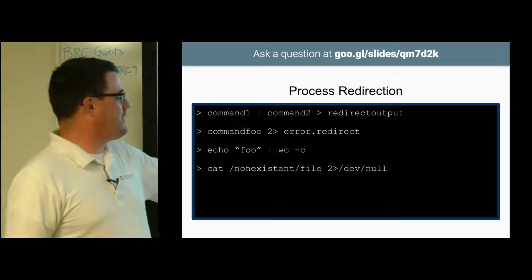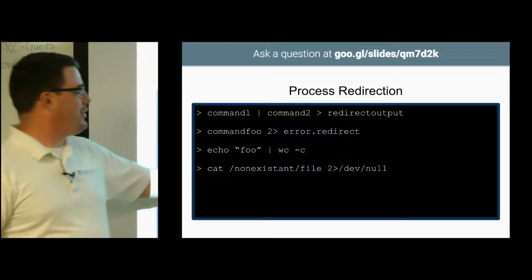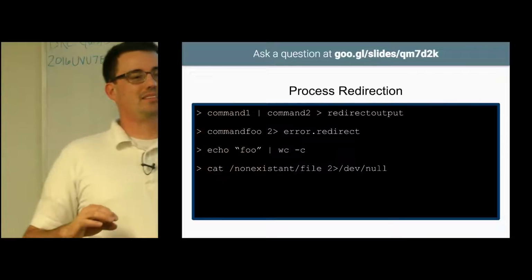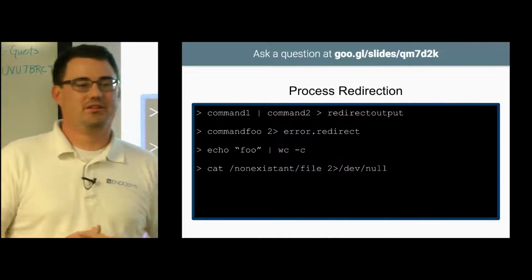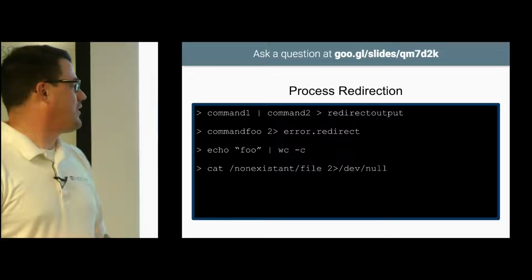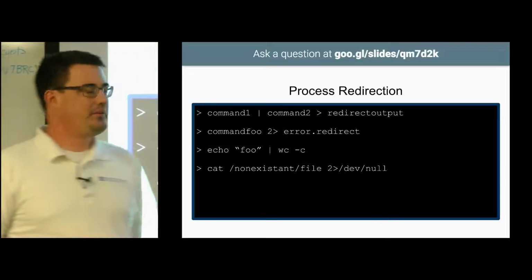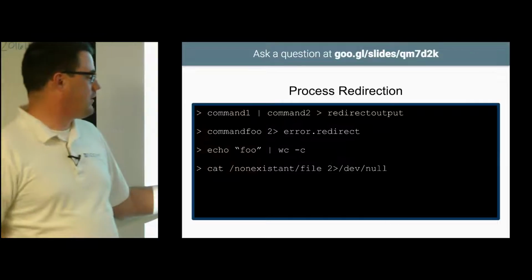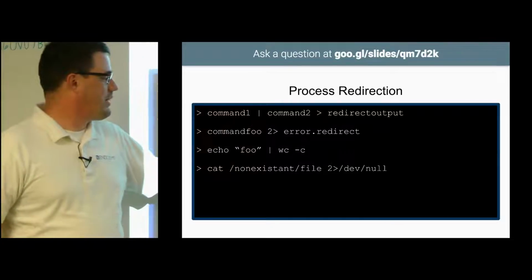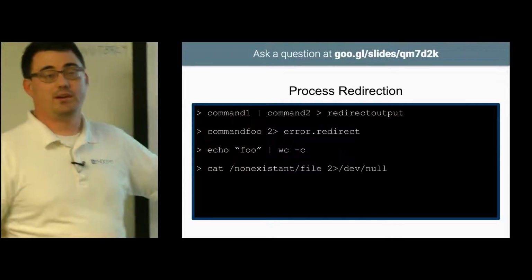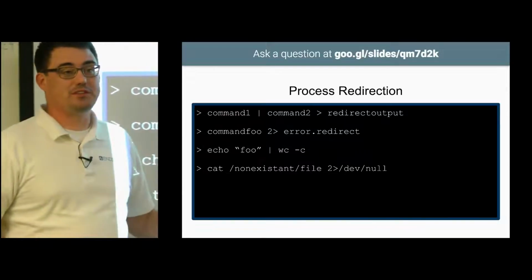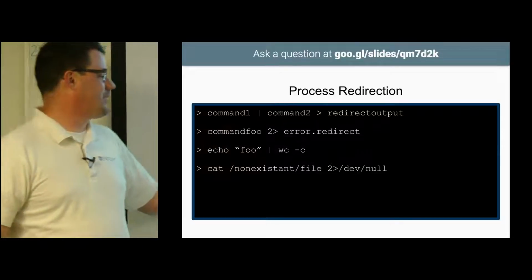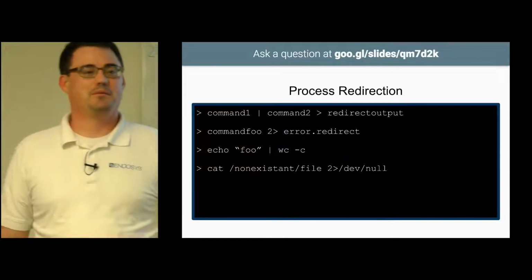We run a command foo, and we put 2 greater than. That's going to redirect the standard error file handle to this file. If we echoed foo, you'll notice I did double quotes here. Pipe that through WC, which stands for word count. Pass the switch to WC to tell it not to count words, but to count characters. This command would tell you that there are 3 characters in the word foo.